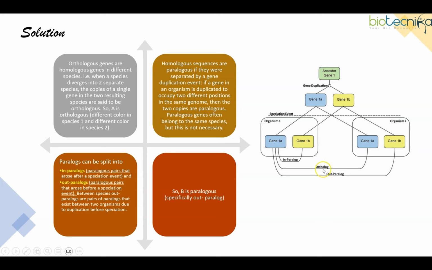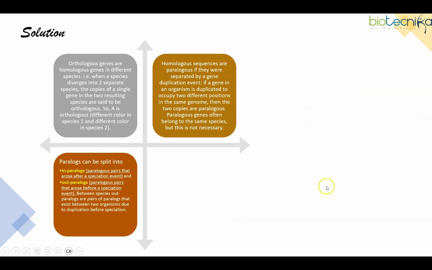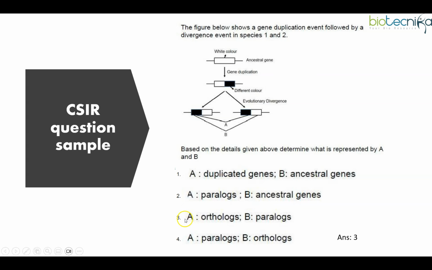So these will be out-paralogs, and if you have two different outcomes, you can see A is orthologous in species 1, and here it is a different color in species 2. So they will be orthologous. That's why the answer over here is option 3.